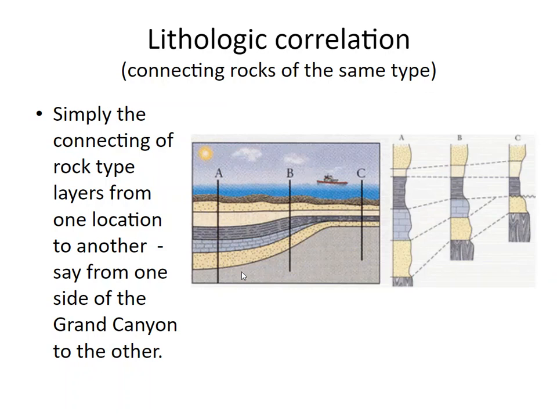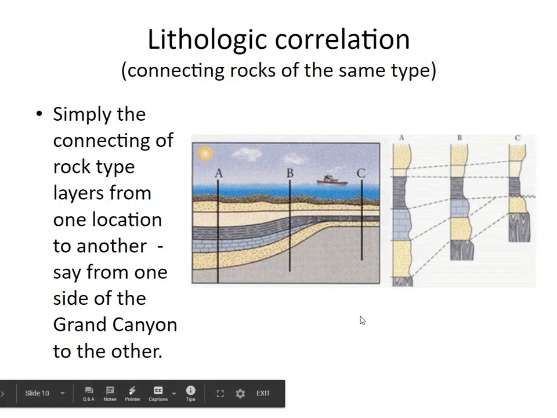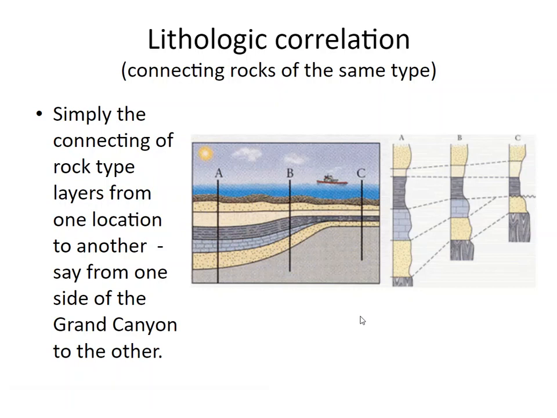Lithologic correlation. This is where you connect rocks. Lithology means rock types. And what we're going to do is simply connect the rock types from one location to another. The primary reason for this example is that we're not always lucky to see rocks in cliffs or in canyons or in road cuts. We often have to go digging for them underground using core samples. Core samples are like drilling rigs, and they can drill through the rock to great depth.